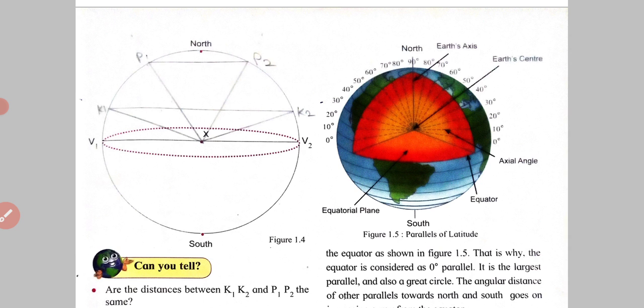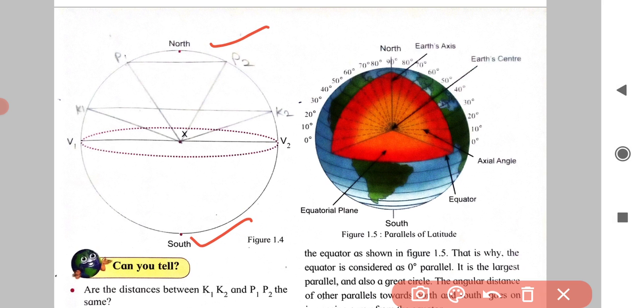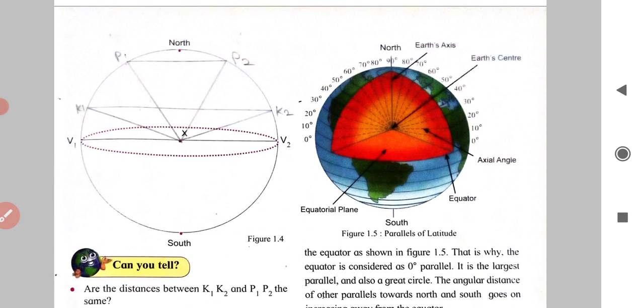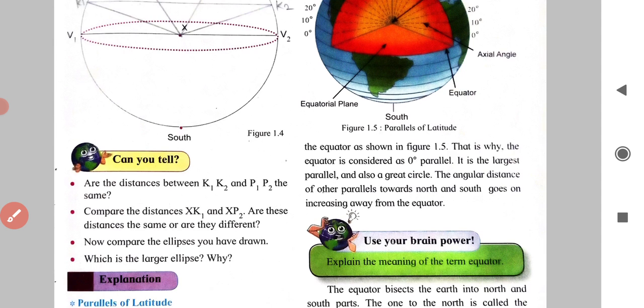See, this is figure 1.4. Here I have drawn, you can see, the north side, the south side, P1 and P2. I have drawn K1, K2, P1, P2. Now, can you tell, is the distance between K1 and K2 and between P1 and P2 the same? Dear students, see here. Is this distance the same? No. The distance between K1, K2 and P1, P2 is not the same at all.